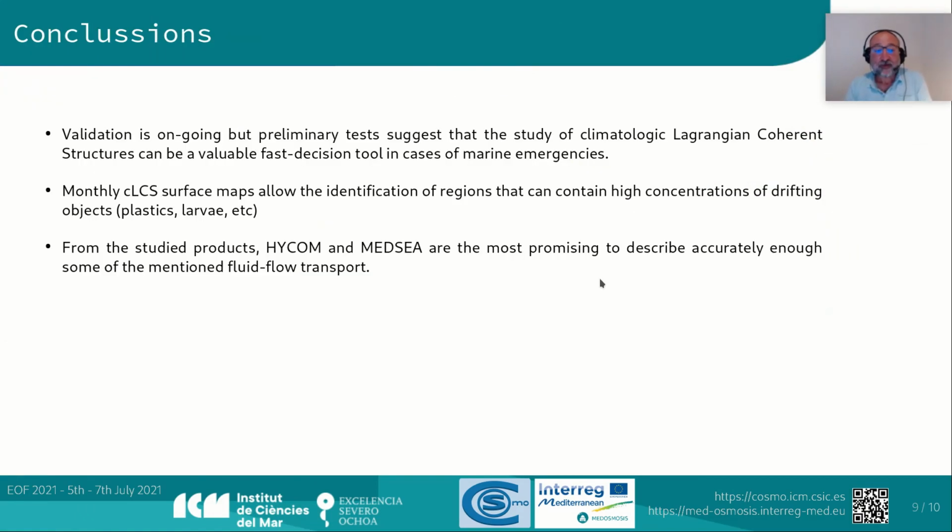And well, the conclusion is that the validation is going on, but preliminary tests suggest that the study of climatological Lagrangian coherent structures can be a valuable fast decision tool in cases of marine emergencies. The monthly Lagrangian coherent structures surface map allows the identification of regions that can contain high concentrations of drifting objects like plastics, larvae, etc. And from the studied products, the HYCOM and C products are the most promising to describe accurately enough some of the mentioned fluid flow transport.